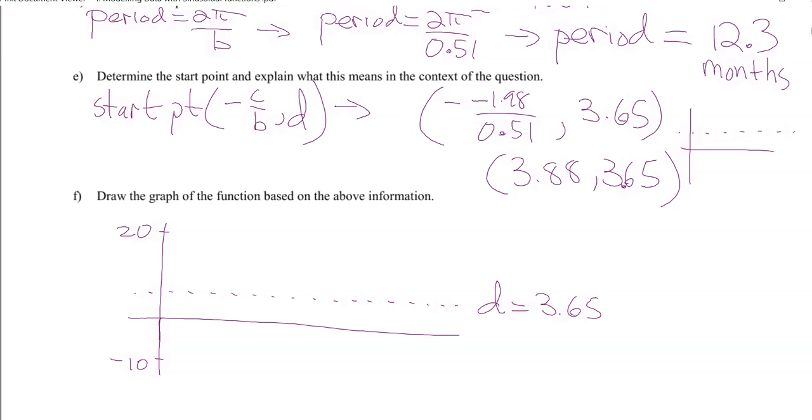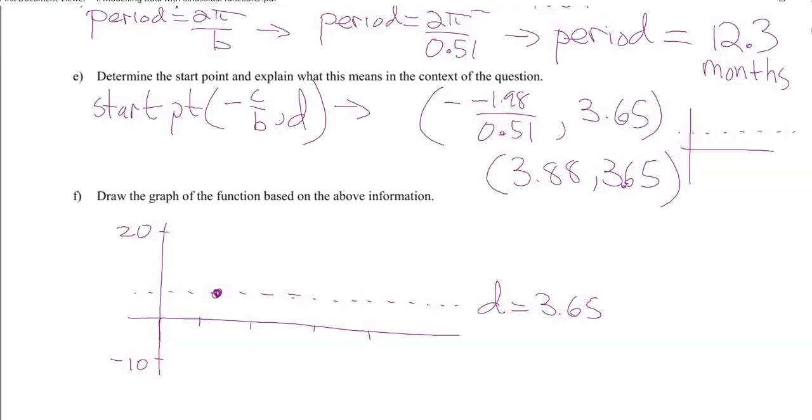It's a year. Sinusoidal functions kind of work on being split into 4 parts. So let's say we do our scale every 3 months: 3, 6, 9, 12. So the start point is when you reach the midline and the graph is going up, and that happens at 3.88.